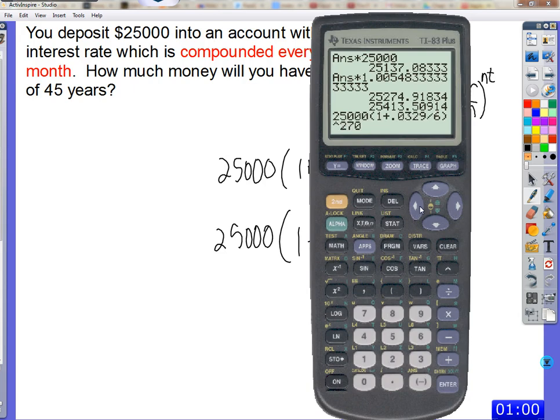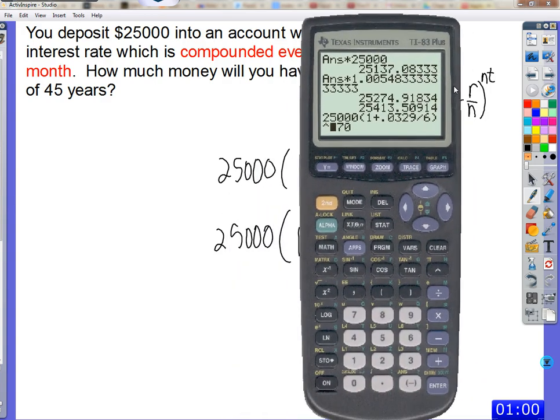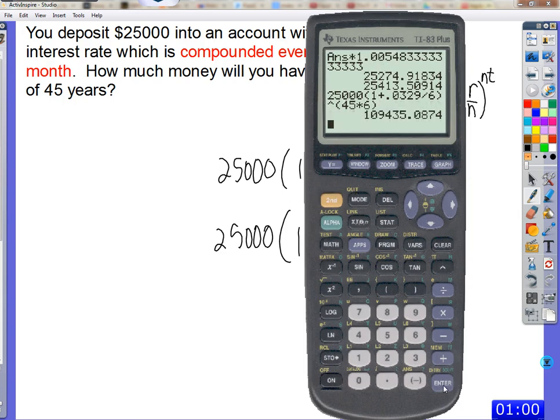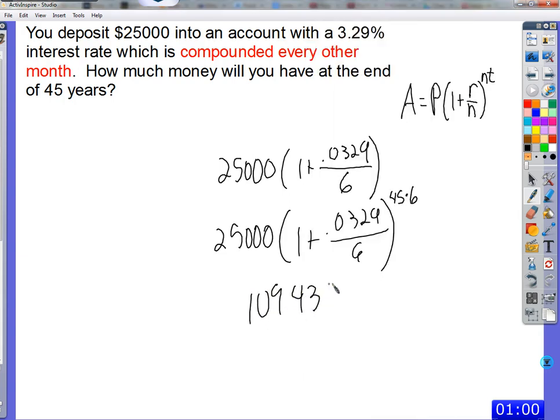Here's what I want you to be careful of. If instead of finding 270, you're going to raise it to the 45 times 6, use parentheses. Don't use parentheses and you just raise it to the 45 and then you put times 6, it's going to raise it to the 45. That's the only thing that will be in the exponent. And then it'll multiply that by 6. It'll make your answer not correct. So, 109,435.09. So we want to use this formula when we are compounding multiple times per year, but not continuously.